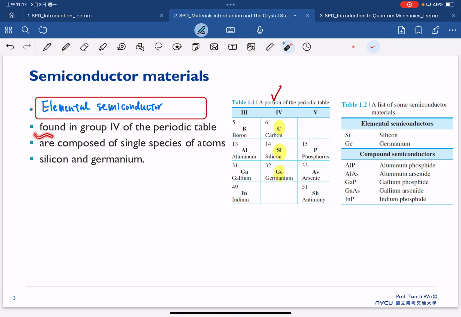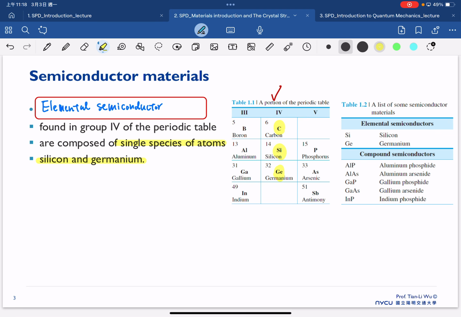So that's found in group 4 inside the periodic table. And these elemental semiconductors are composed of a single species of atom, and the ones most often used nowadays are silicon and germanium. So silicon and germanium we can consider as elemental semiconductors.